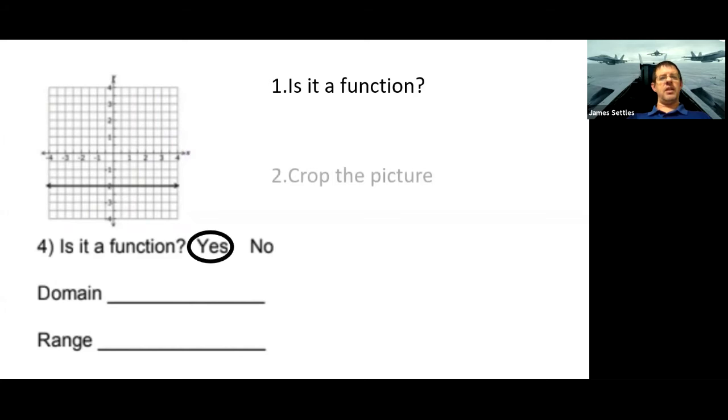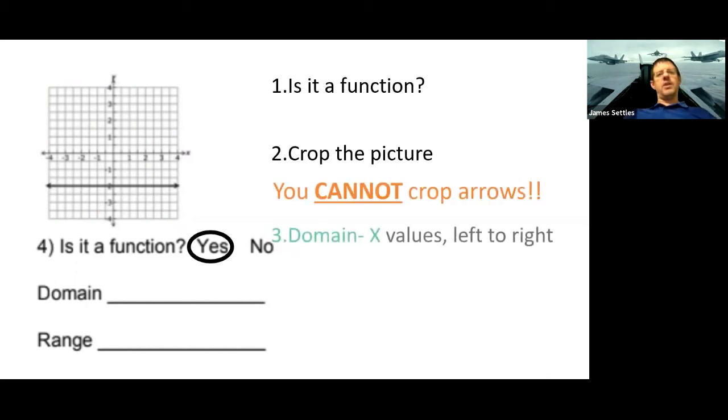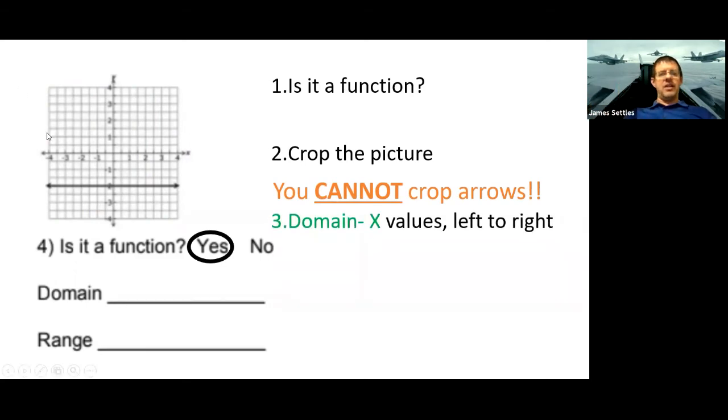And then we're going to crop this. The problem is we have a rule that says you can't crop arrows. So there's arrows on the end of these. And what do arrows mean? It means it keeps on going. So imagine this picture that just goes on forever. I can't crop that. And so whenever we go to crop the right-hand side, I can't crop it. When we go to crop the left-hand side, we can't crop it because there's arrows. So you cannot crop arrows.